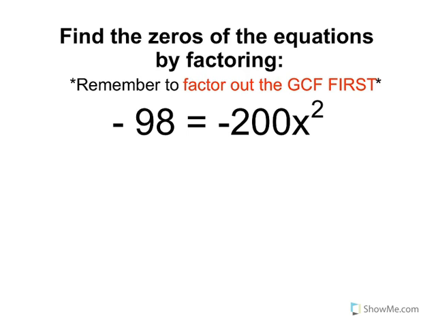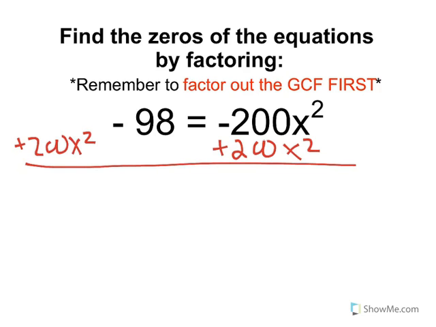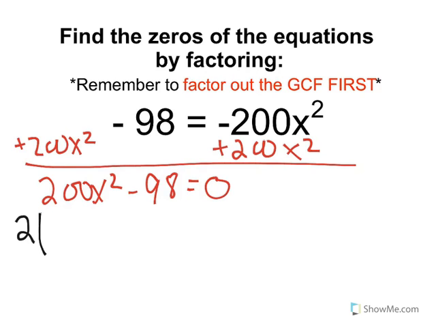So this is one where we have a GCF. I know we might kind of have forgot about those, but we always have to check for the GCF first. So here, this is not equal to 0. First, I need to have it equal to 0. Getting that x squared term positive. All right, so now it's equal to 0. And these numbers are both even, so I know that there's at least a GCF of 2. So that would become 100x squared minus 49.